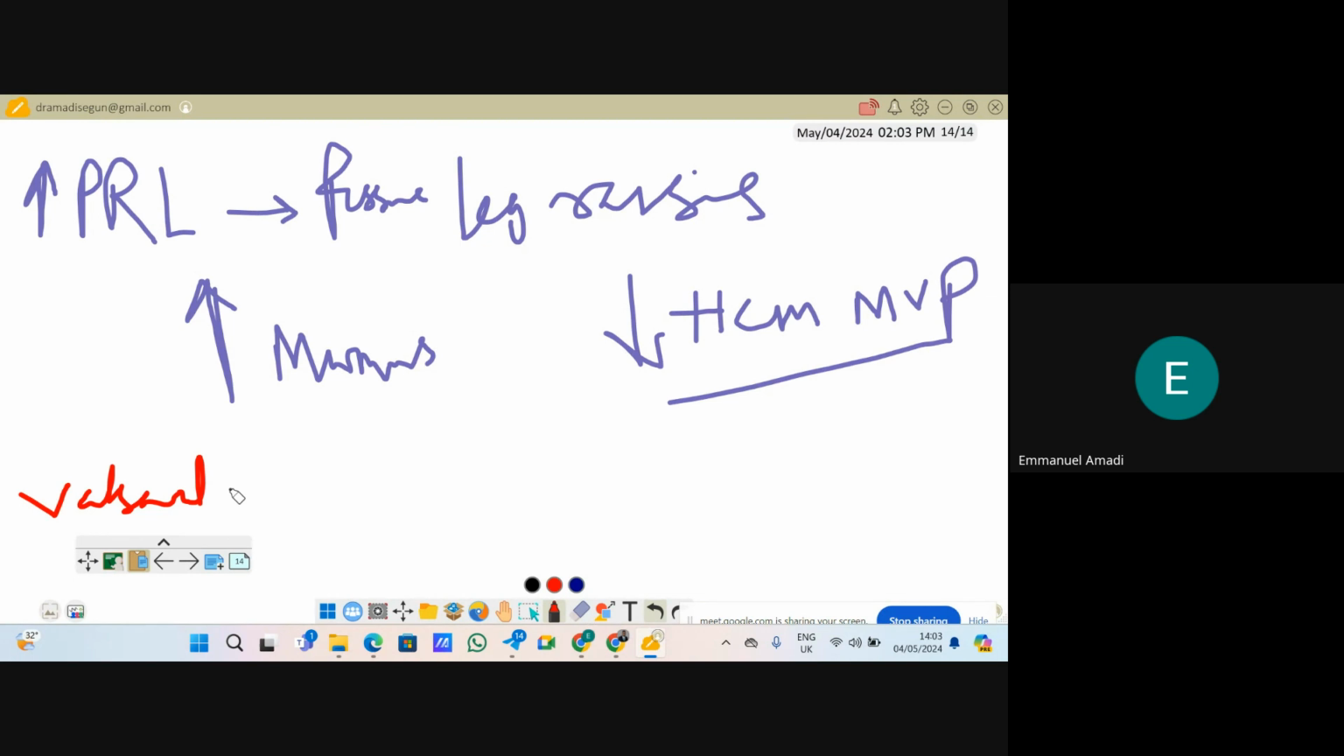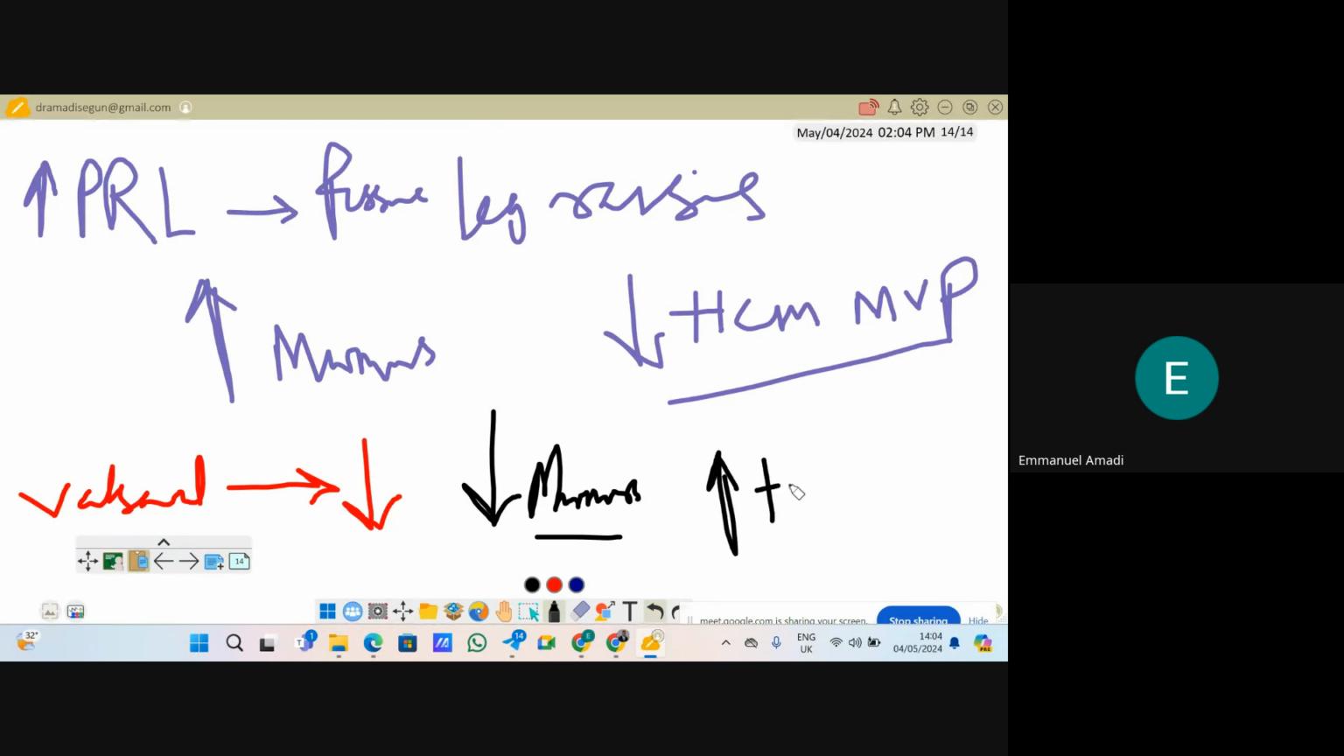Now, if Valsalva decreases preload, so preload goes down in Valsalva, what we're expecting is that every normal murmur in Valsalva should also go down. So every normal murmur goes down. There are only two murmurs that will go up. That is these two murmurs here, hypertrophic cardiomyopathy, and then your mitral valve prolapse.